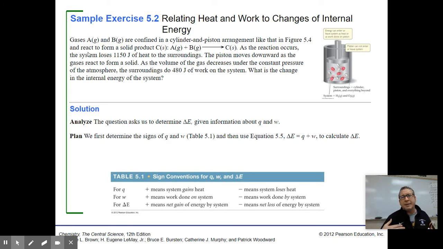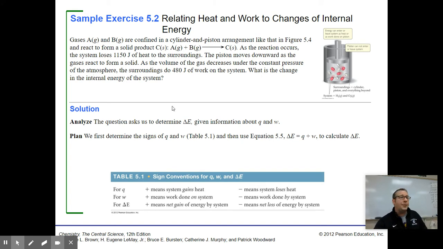Ask yourself, would that make Q a minus or a plus sign? Well, it says the system loses heat to the surroundings. Whenever heat is lost by the system, it gets a negative sign. So we'll have a negative 1150 joules.